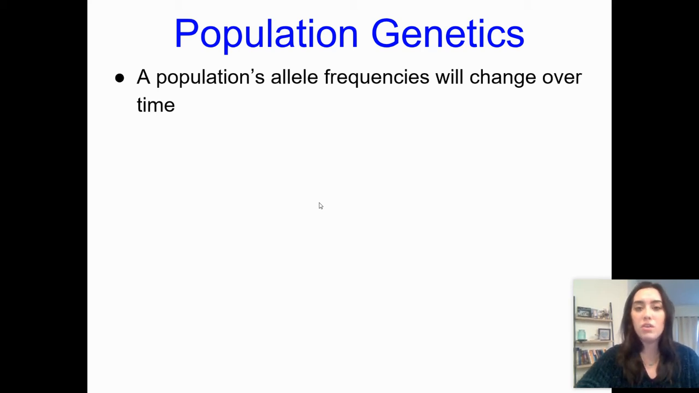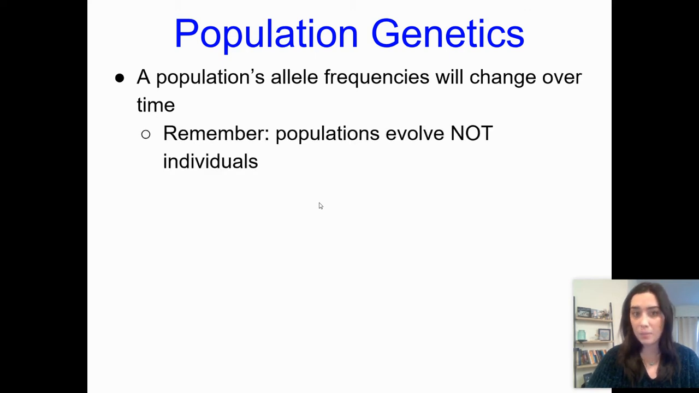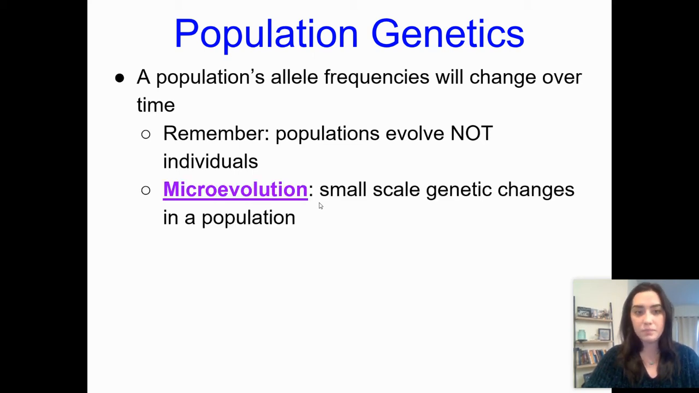So populations' allele frequencies will change over time, and we're going to talk about how that happens. And remember that populations evolve, not individuals. You can't just wake up one day and decide that you want to have a tail. It happens over generations, and it happens over a long period of time.